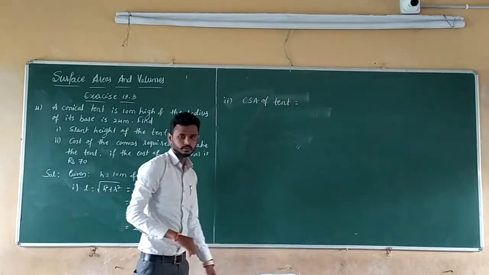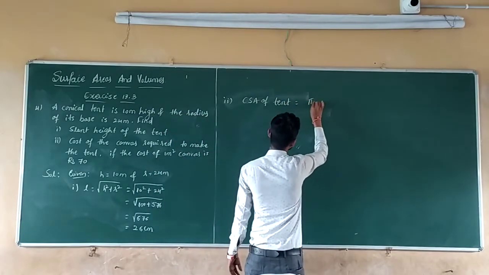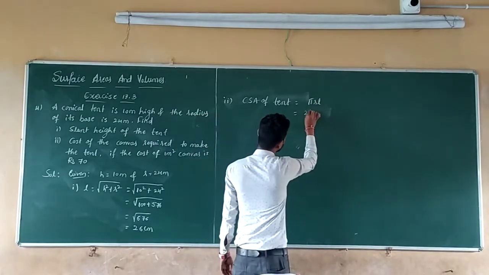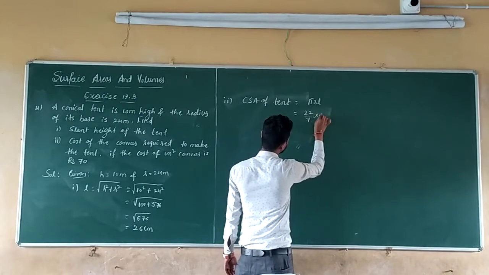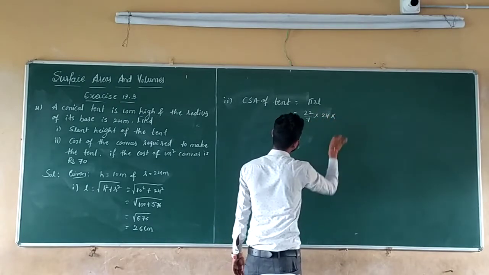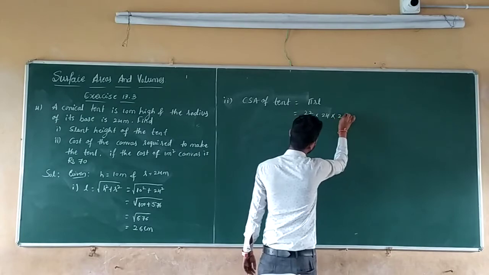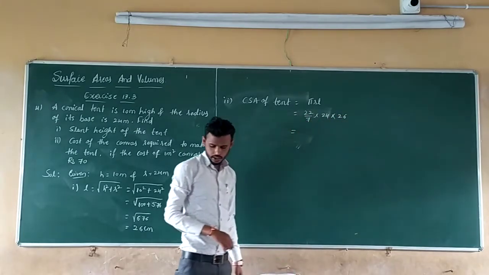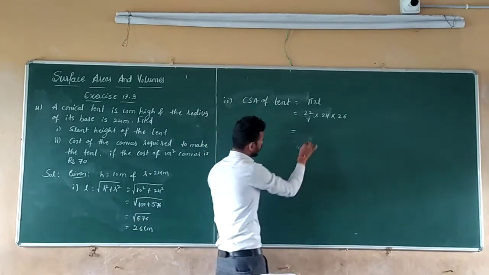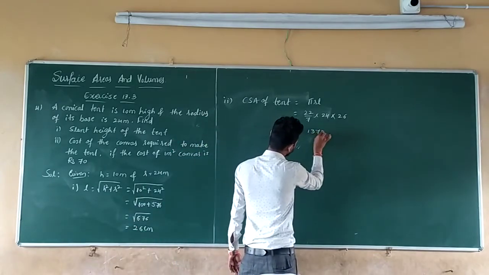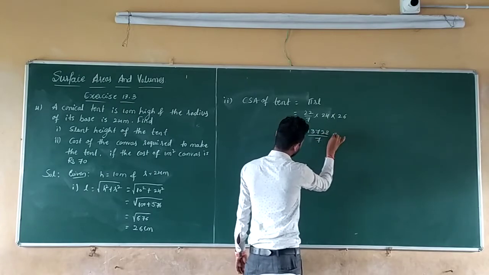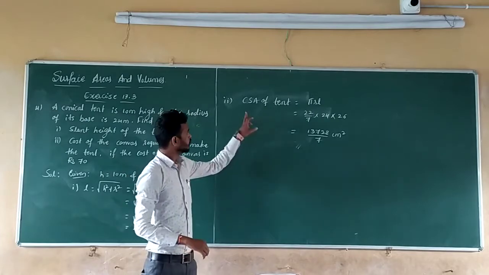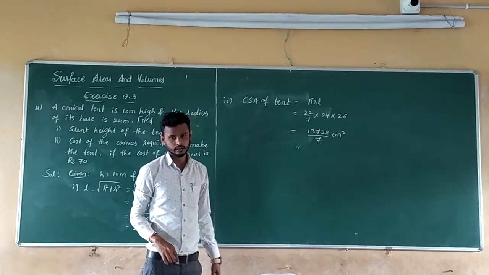So the formula is pi r L. Pi value is 22 by 7, into radius, and L is 26. So multiply 22 into 24 into 26, and you will get the answer: 13,728 divided by 7 centimeter square. This is the CSA of the tent.